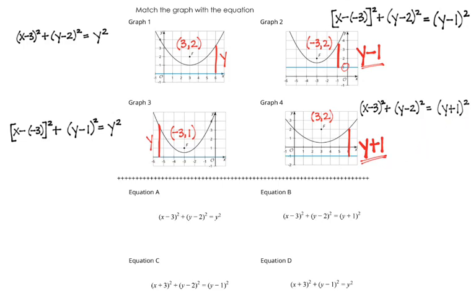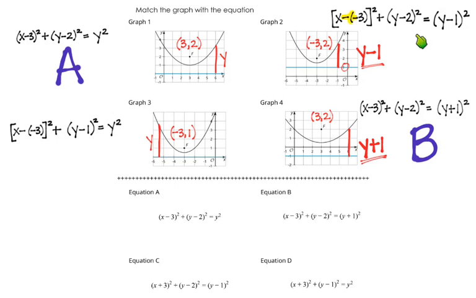Okay. Looking down below, we can see that this equation is A. Down here, it's this one. So that goes there. This equation right here is B. So we can just match it up. We can see here's the equation, and it matches this one right here.